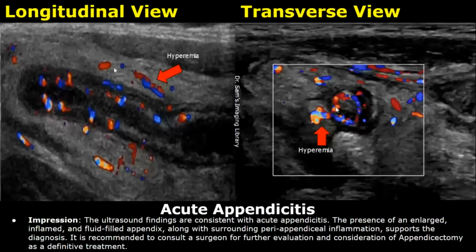Here is the impression for this example. The ultrasound findings are consistent with acute appendicitis. The presence of an enlarged, inflamed, and fluid-filled appendix, along with surrounding periappendiceal inflammation, supports the diagnosis. And then you can write, it is recommended to consult a surgeon for further evaluation and consideration of appendicectomy as a definitive treatment.